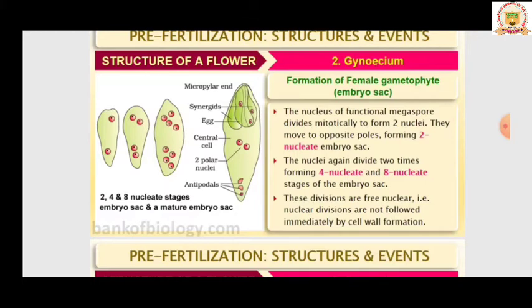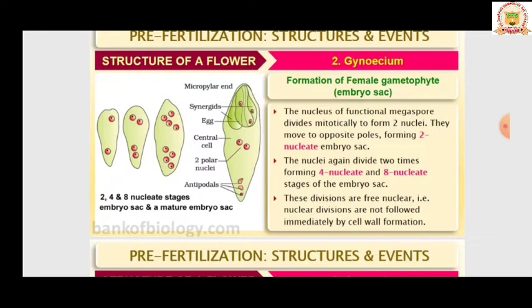Have a look at the picture. The first picture is 2 nucleate. Then that proceeds to the 4 nucleate stage. Then that proceeds to the 8 nucleate structure. So this is all that is going to happen in the development of an ovule.